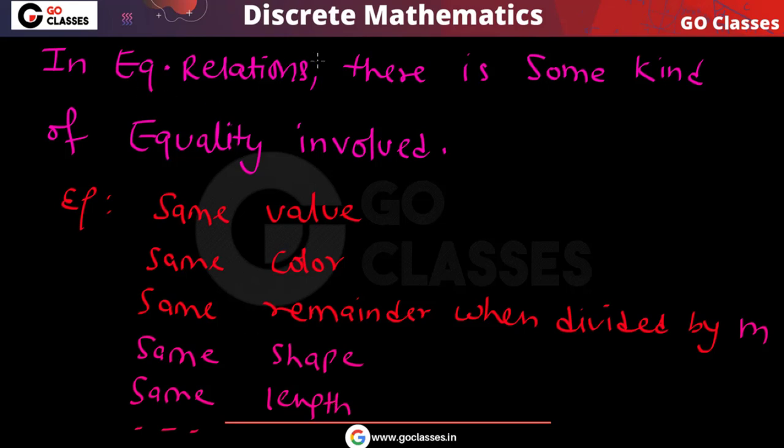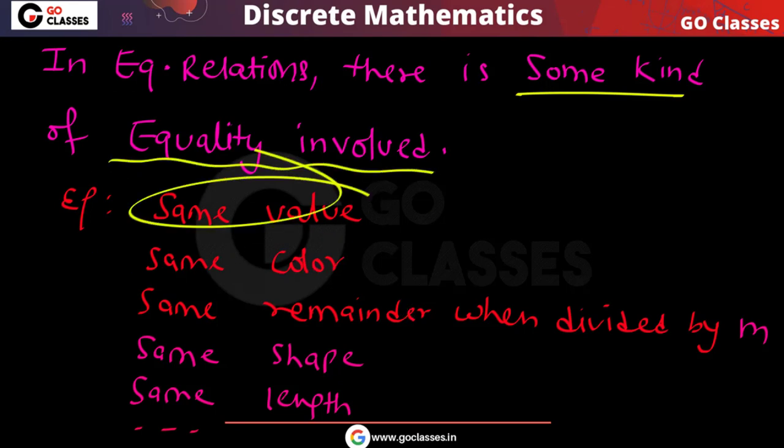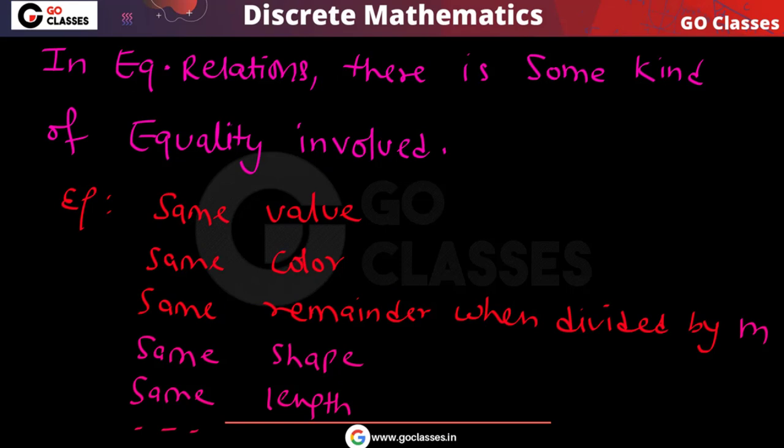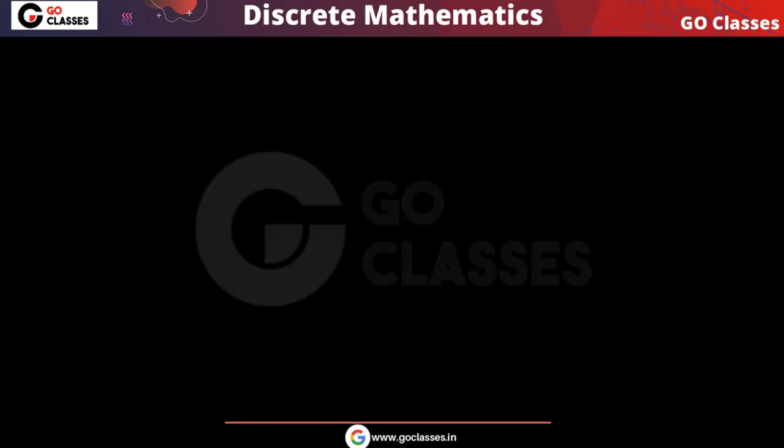So in every equivalence relation, whatever equivalence relation you take, there is some kind of equality that is involved. Here equality of color, here equality of value, here equality of shape, here equality of remainder. So you can clearly see an equivalence relation has some kind of equality involved. There is some kind of common trait, some kind of common properties that elements have. Remember, this is not a formal definition, this is just idea.